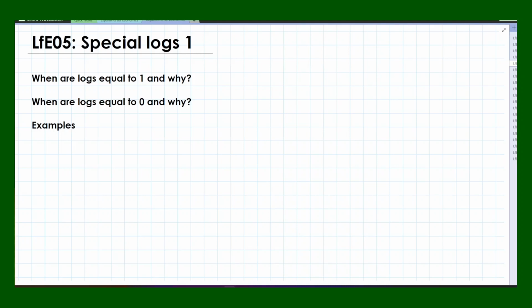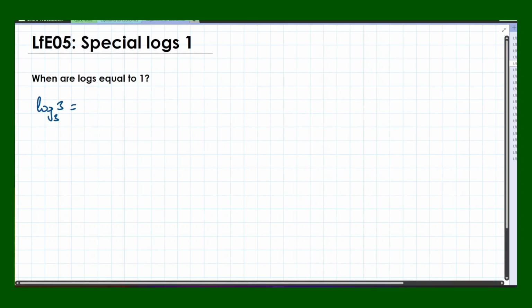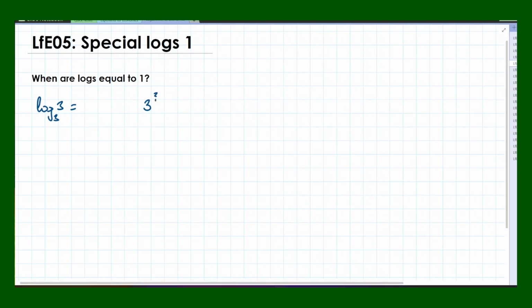Let us get started. First, I would like us to have a little think about when logs are equal to 1. So, for example, if I wanted to find out log base 3 of 3, what would that be equal to? Well, remember, what power do I need to raise base 3 to so that it is equal to 3? Well, 3 to the first is equal to 3, so log base 3 of 3 has to be equal to 1.